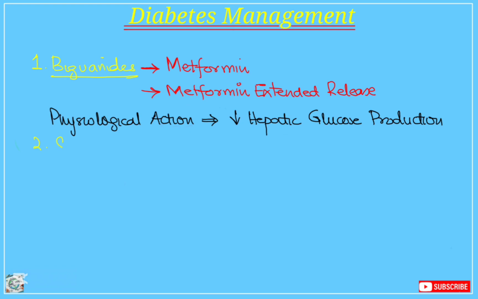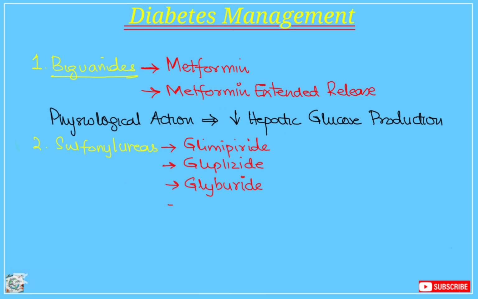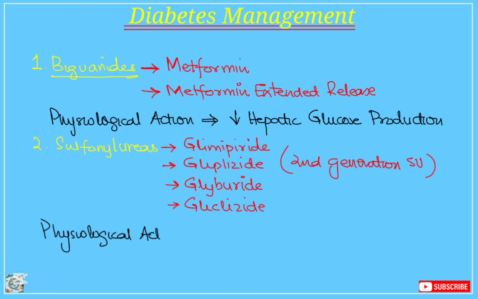Now let's move on to the next class of medication, sulfonylureas, also known as SUs. This class includes medications like glimepiride, glipizide, glyburide, and gliclazide. Sulfonylureas are often called insulin secretagogues, meaning that they work by stimulating the pancreas to secrete more insulin. By increasing the insulin release, these medications help lower blood sugar levels, making them an important part of the treatment for type 2 diabetes mellitus.